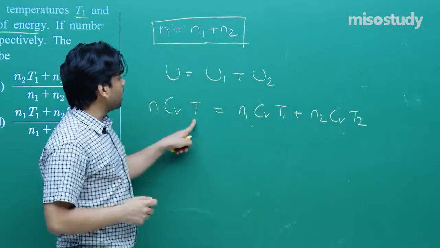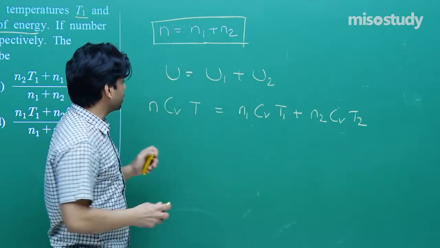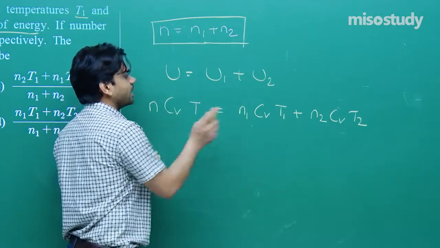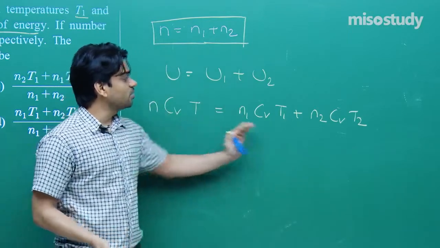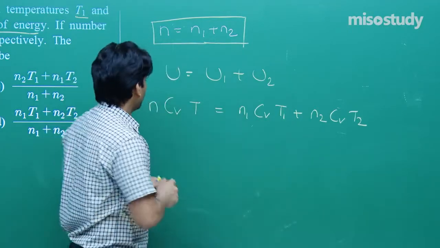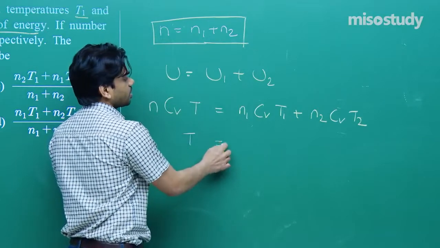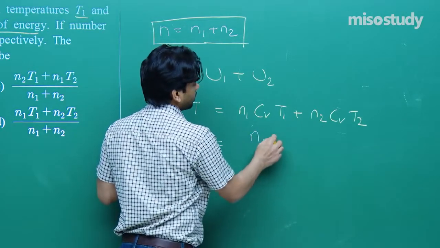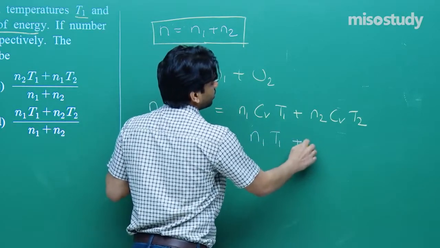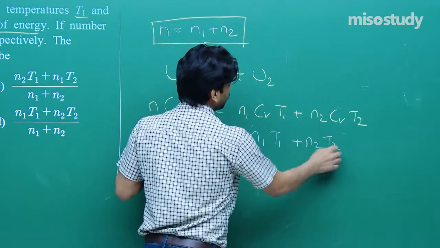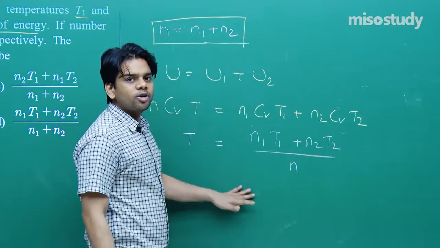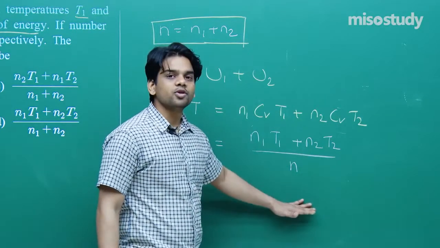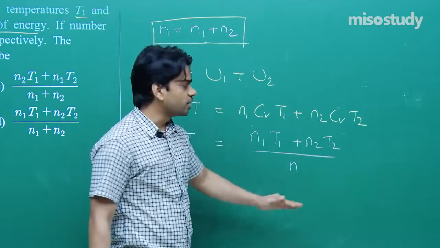We need to find out the value of T. How can we find it? Cv will be cancelled out. Monatomic gas, Cv will be the same, so that's why I have used the same Cv everywhere. So T will come out to be n1 T1 plus n2 T2 divided by the number of moles, that is n. Now before commenting on the further answer, take note till here so that I may write till the other end.